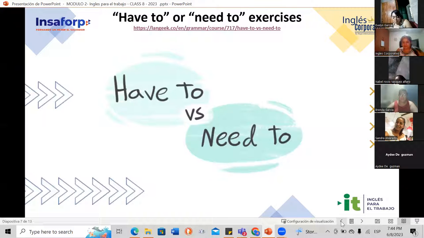Okay, Robert. Oración, ¿cómo se dice? My sentence. My sentence with have to. I have to do my homework. And I sentence with need. I need to drink a lot of water. Very good. Okay, I have to do my homework. And I need to drink a lot of water. Yes. Okay, very good. Thank you.